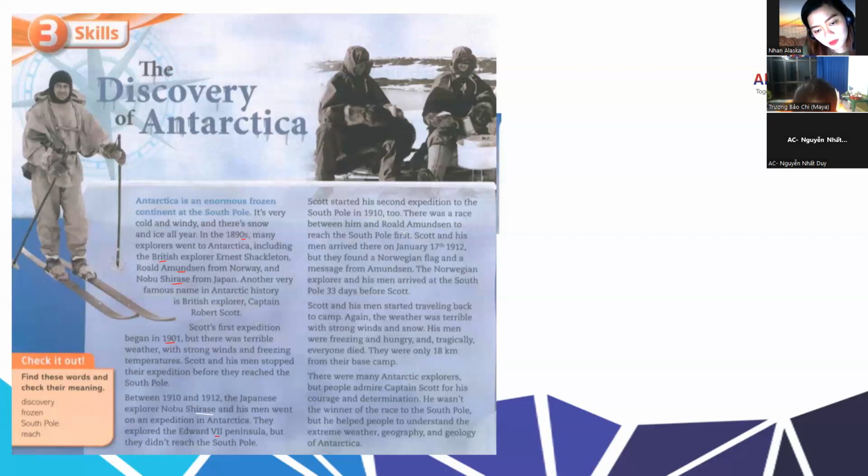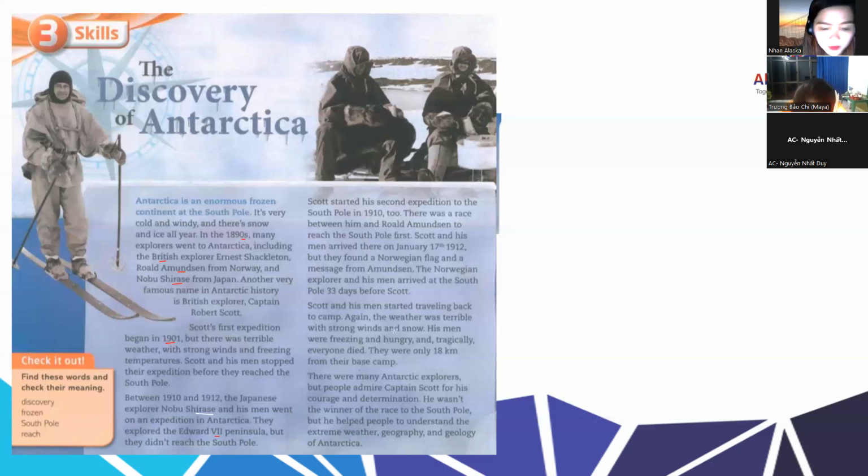Scott and his men arrived there on January 17, 1912. But they found no evidence, flag, or measures from Amundsen. The Norwegian explorer and his men arrived at the South Pole several days before Scott.